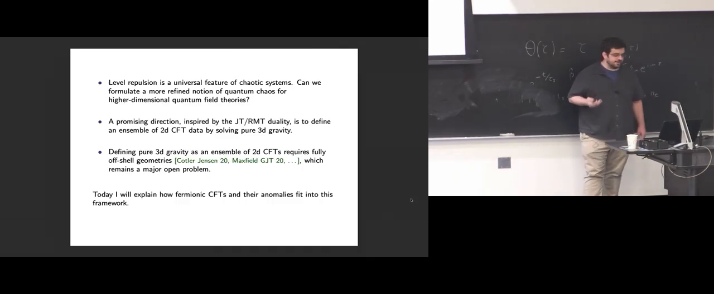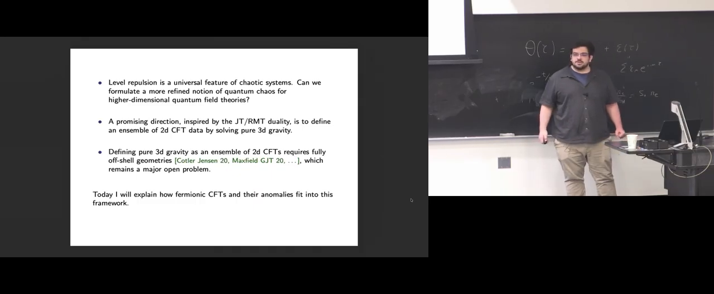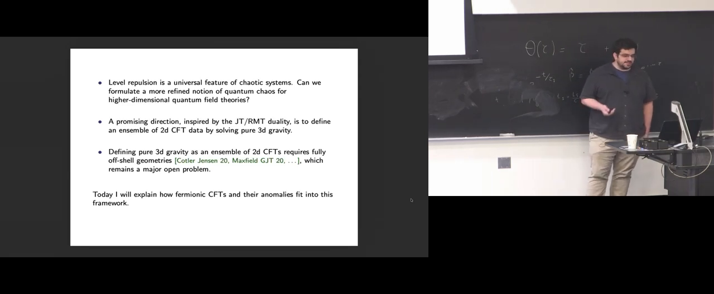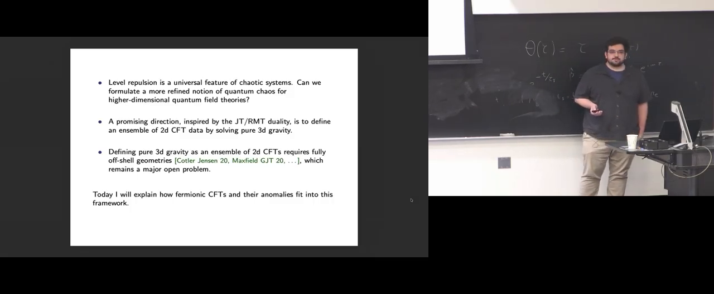So this level repulsion and this chaotic behavior of the system is believed to be universal, and I think one motivation for this program is to try to understand if there is a more refined notion of this universality that incorporates the symmetries of 2D CFTs. Okay. So a promising direction, inspired by the duality between 2D gravity and random matrices, is to define an ensemble by trying to solve pure 3D gravity.